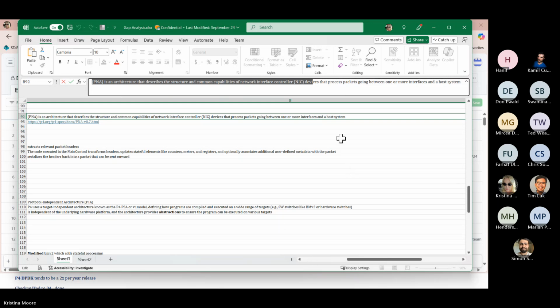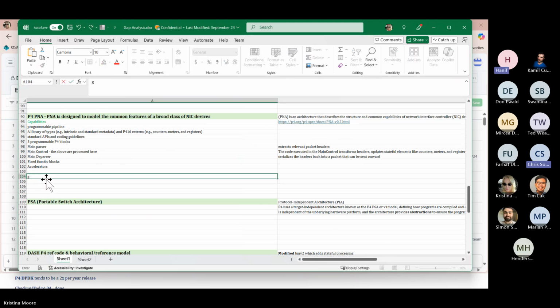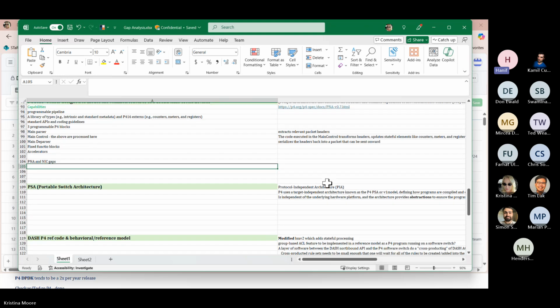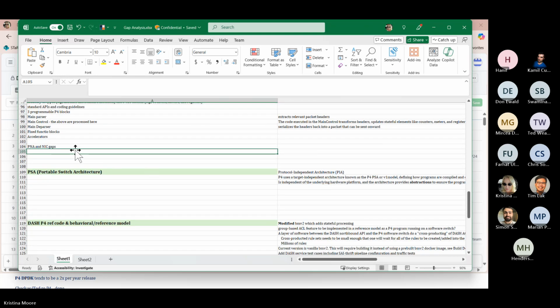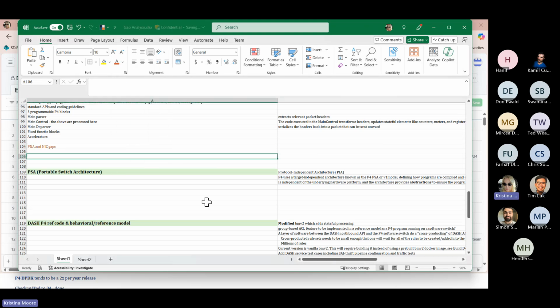When you say NIC gaps, do you mean PNA gaps? Yes, sorry, PNA gaps. Because if you think about it, if BMV2 was written for the PSA, there shouldn't be switch gaps, right? There should not be switch gaps. No, I wouldn't think so.